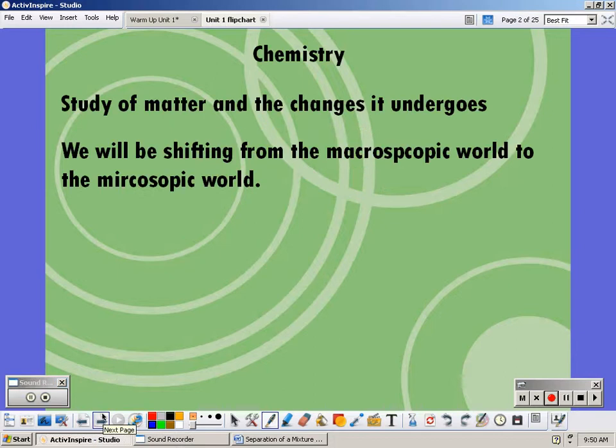So first off, chemistry is the study of matter and the changes it undergoes. So we'll be shifting from talking about the macroscopic world, stuff that we can see, to the microscopic world, what is actually happening on the molecular level, and drawing how our atoms are changing and what they look like and how they are relating to each other.